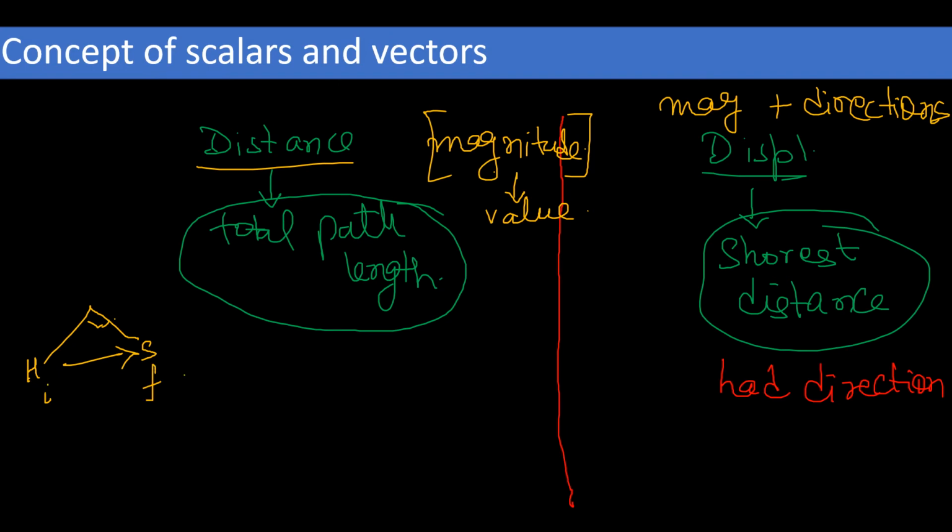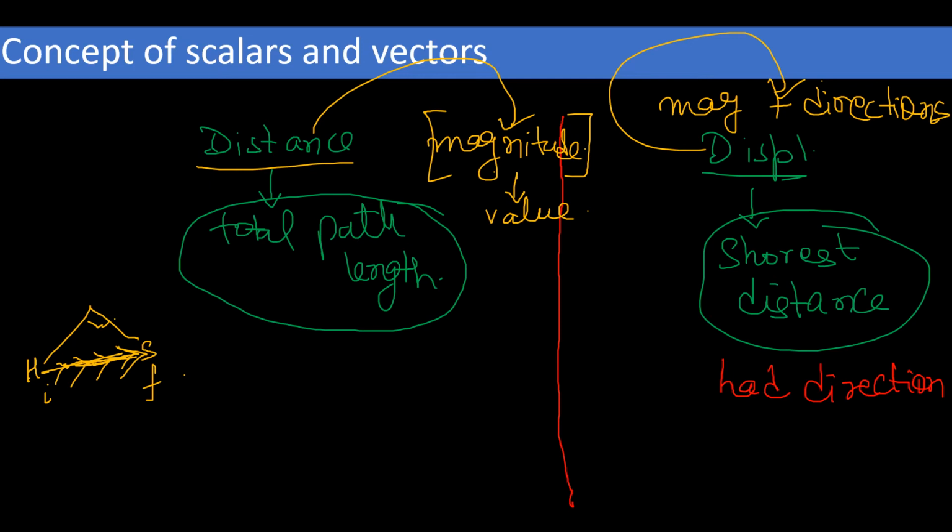This arrow pointing from home to the school, the straight arrow, means its direction is confined and fixed at every point. That is the direction. So always remember, guys, distance always has magnitude only, and displacement, on the other hand, has magnitude as well as direction.